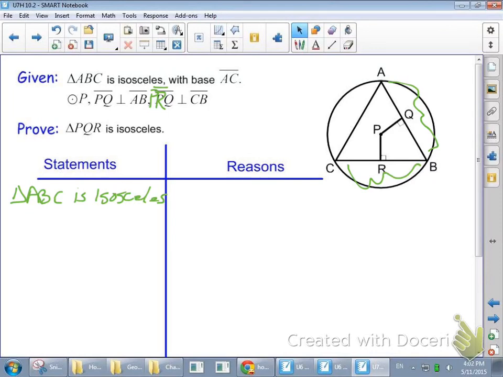I thought I was recording, but something happened there. I think an alarm came up on my machine, so I'm not sure where I was. I'm going to start with the given, where I know that triangle ABC is isosceles with base AC, and I also have circle P. PQ is perpendicular to AB, and PR, my mistake there, is perpendicular to CB. These are both given.